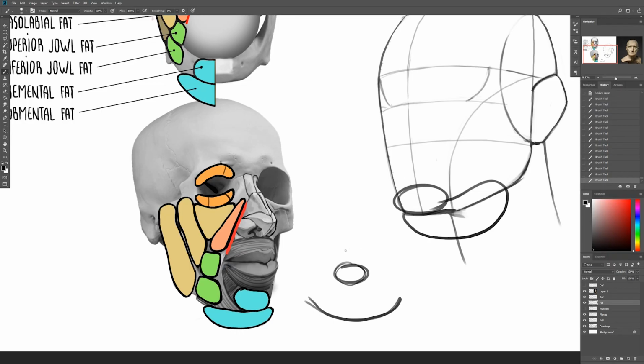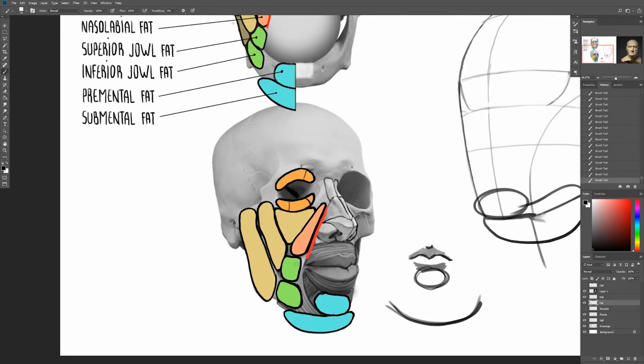If you look at it from the front, you would have your mouth right here. So that would be your neck fat right there. And this can get quite big.